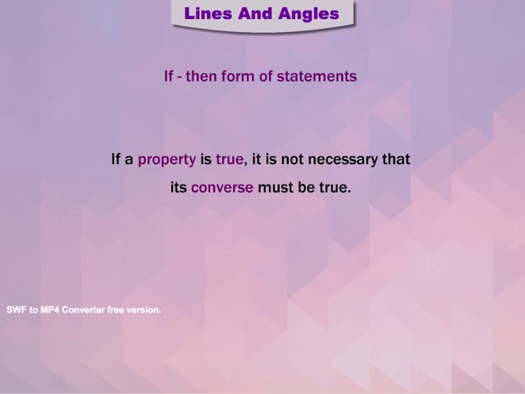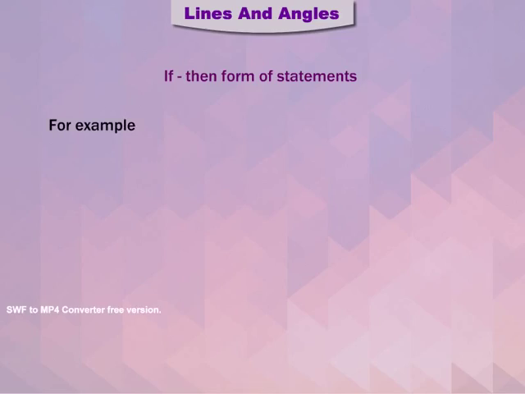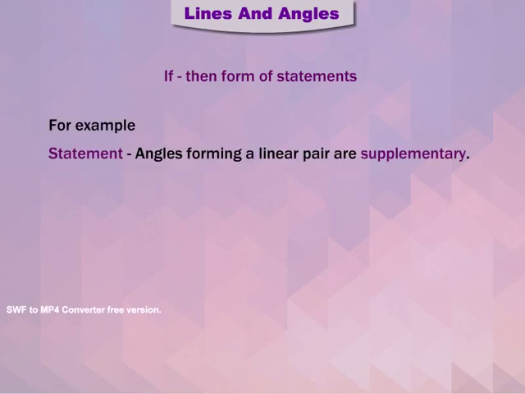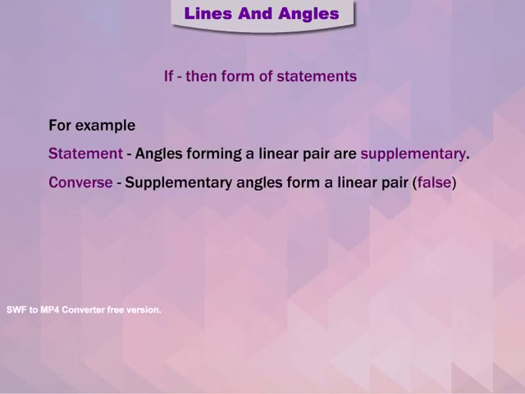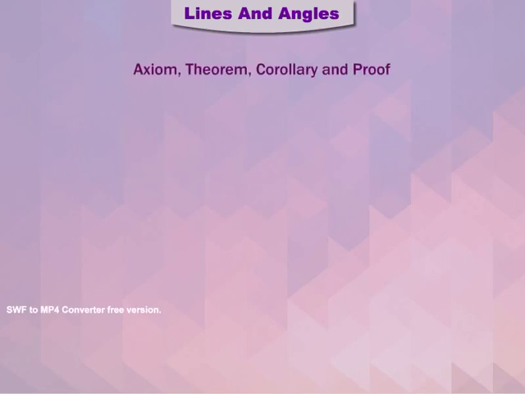If a property is true, it is not necessary that its converse must be true. For example, statement: angles forming a linear pair are supplementary. Converse: supplementary angles form a linear pair. False.